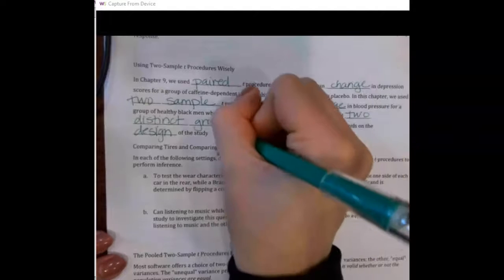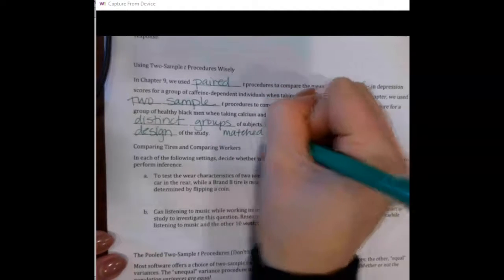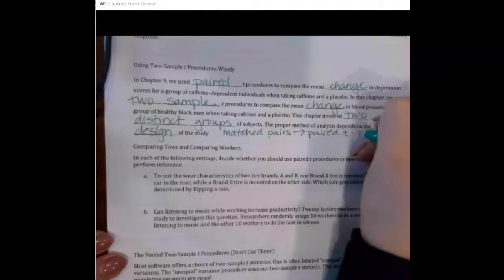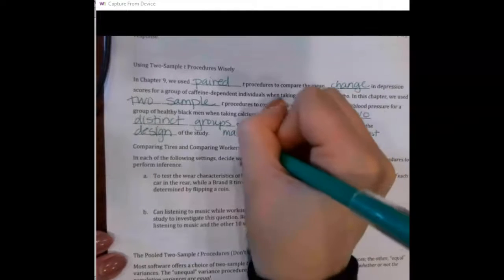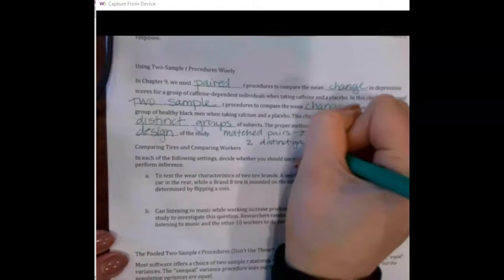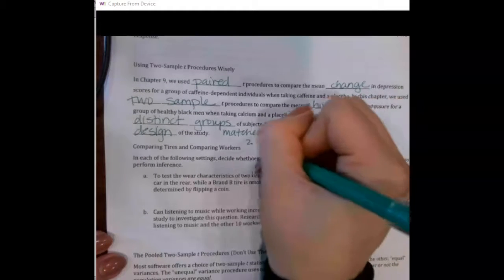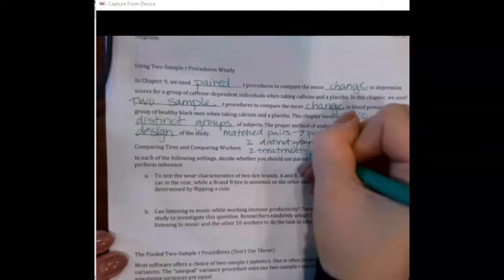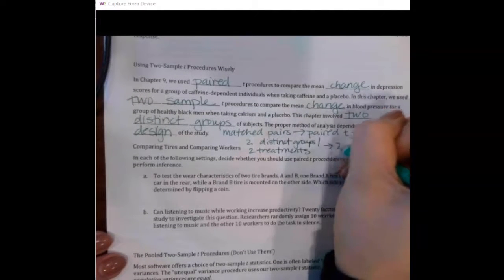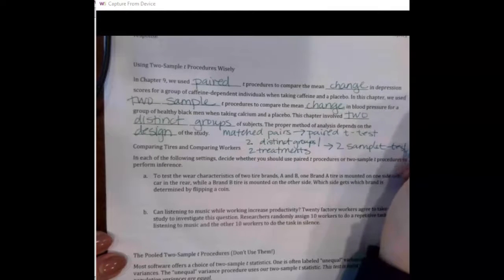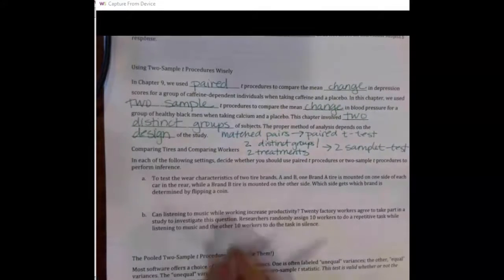So if it's matched pairs, we just use a regular t-test. Okay? If you have two distinct groups or two treatments, we're going to use a two-sample t-test. So let's look at this here.